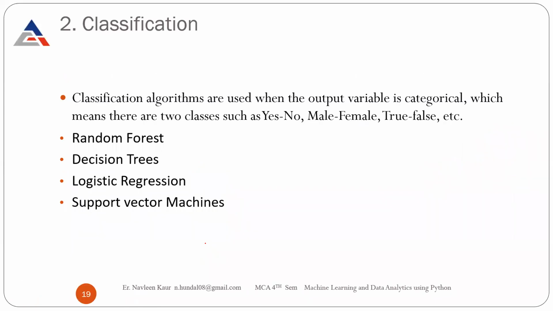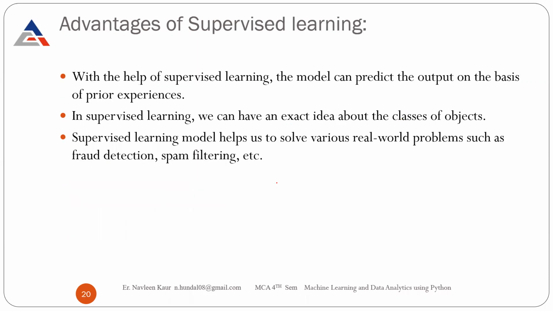Then there is classification. Classification also comes under supervised learning, where you use it when the output variable is categorical, which means there are 2 classes: yes, no, male, female, true, false, on, off. The examples are random forest, decision trees, logistic regression, and support vector machines. Some of these techniques we will study in detail.